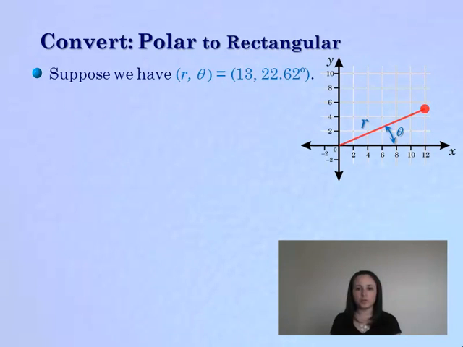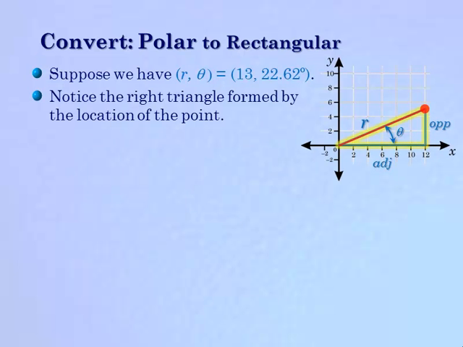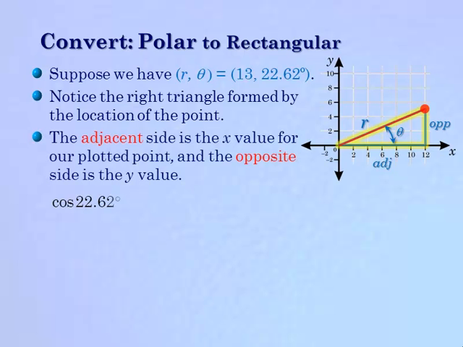Okay, so suppose we have an r and a theta value, and we'd like to convert it to rectangular coordinates. So if we have some data point out here, which is some distance r from the origin and up some angle of theta, then how can we find the x and y value for that coordinate? Again, we'll notice the right triangle, the opposite and adjacent sides, and theta. We know that opposite is really the y value for that coordinate, and the adjacent is the x value.